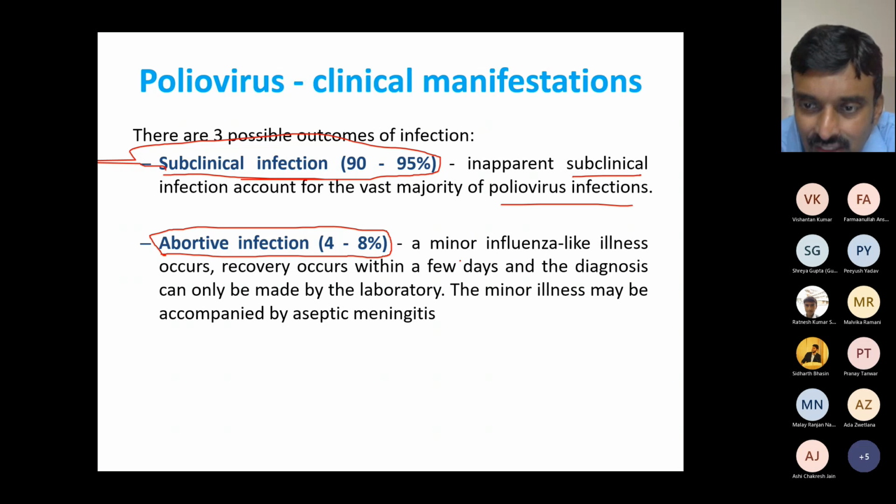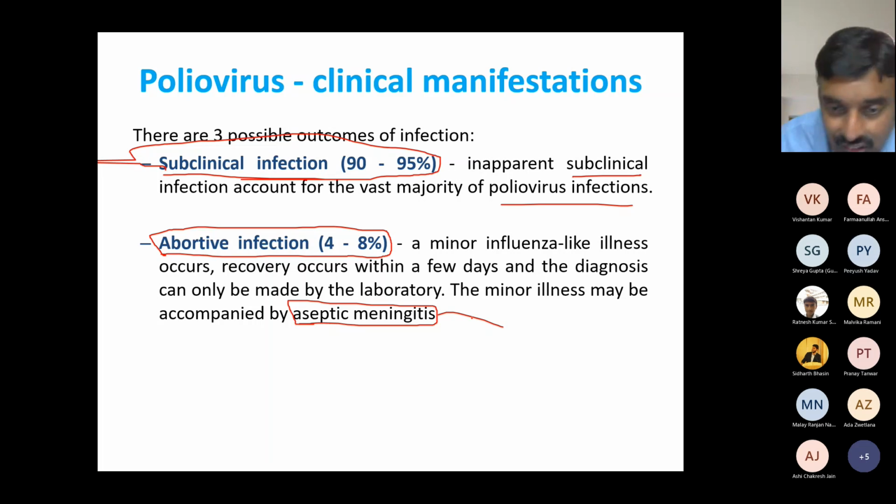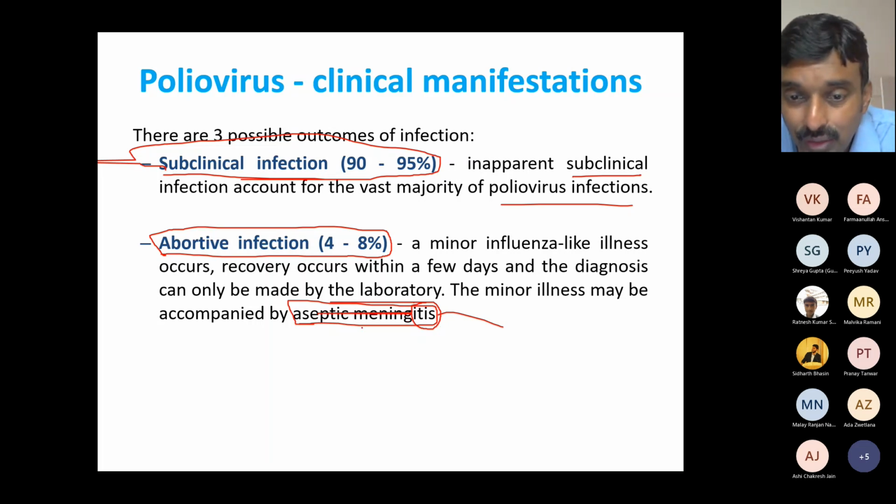The second one, which happens in a minority of individuals, about 5 to 10% approximately, they have fever, body pain, and a few things, and they may also have something called aseptic meningitis. Without going too much into the term, does anybody know what the meninges are? Brain membrane. They are membranes that cover our brain and spinal cord. They are protective in nature, and any term that ends with itis means inflammation. Meningitis means inflammation of the layers that cover the brain and the spinal cord.